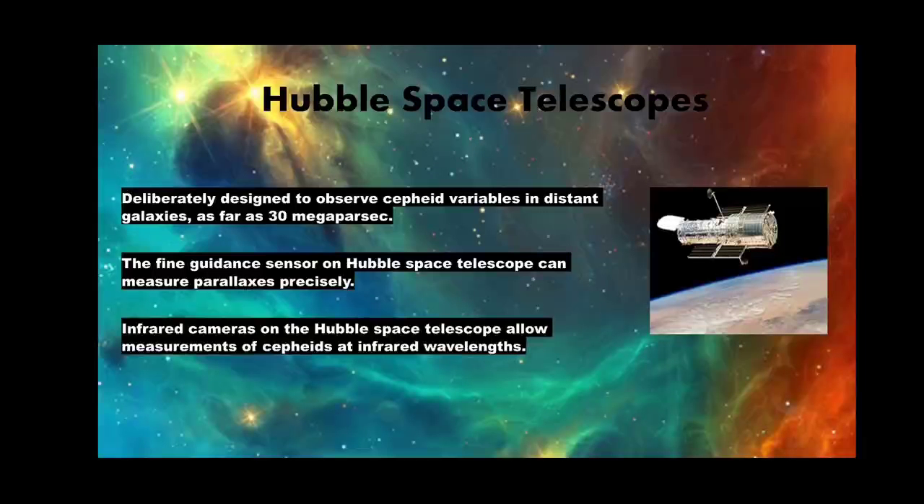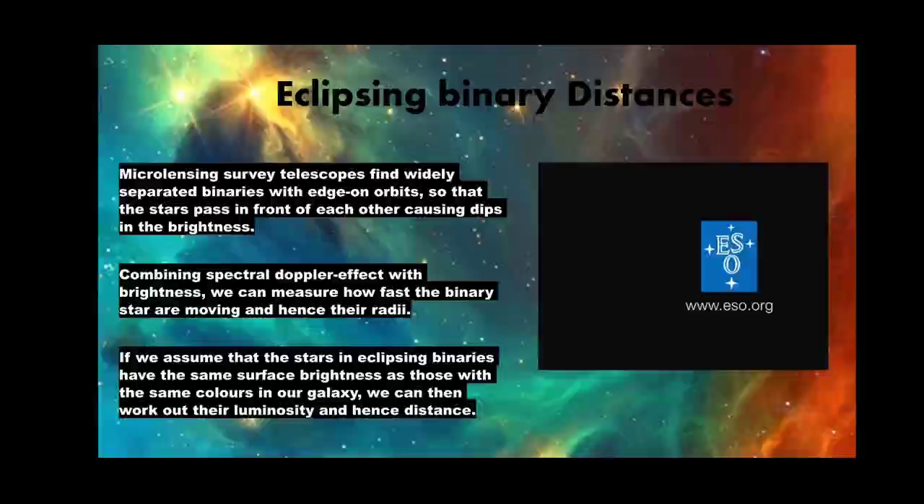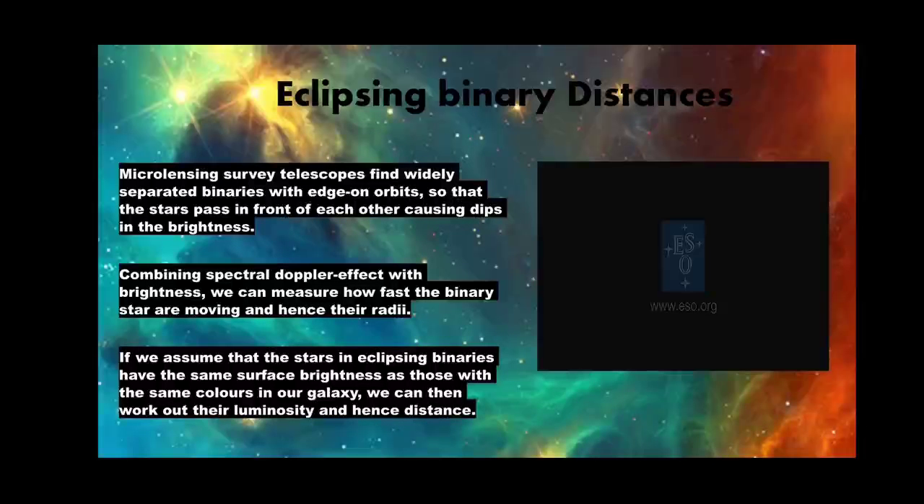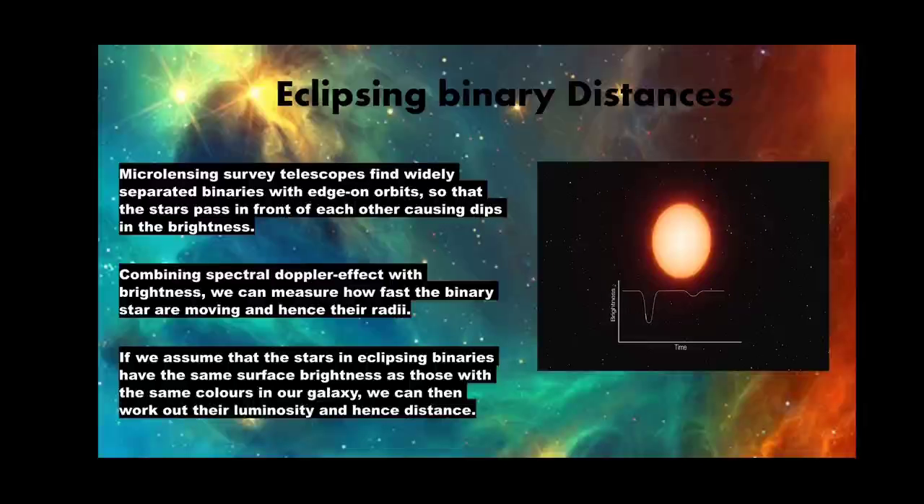Another method is eclipsing binary distances. The distance to the Large Magellanic Cloud remains a big problem, but several new methods are improving our knowledge of this key distance. One is the use of eclipsing binaries. Microlensing survey telescopes find widely separated binaries with edge-on orbits so that the stars pass in front of each other, causing dips in the brightness. By combining spectral Doppler effect measurements with the brightness measurement, it is possible to measure how fast the binaries are moving, and hence how long it takes them to cross their radii.